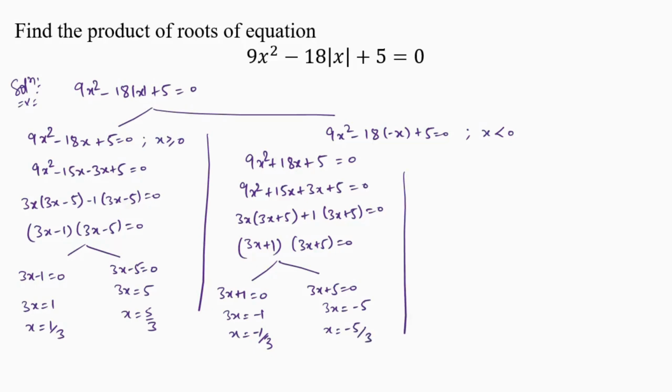Now we have to find the product of roots, which is equal to 1 by 3 times 5 by 3 times minus 1 by 3 times minus 5 by 3. So on solving this we get 25 over 81.